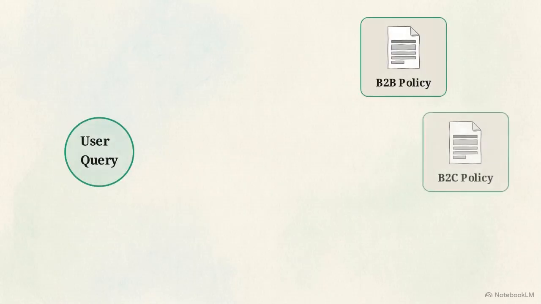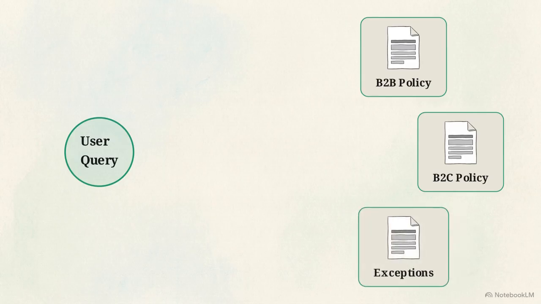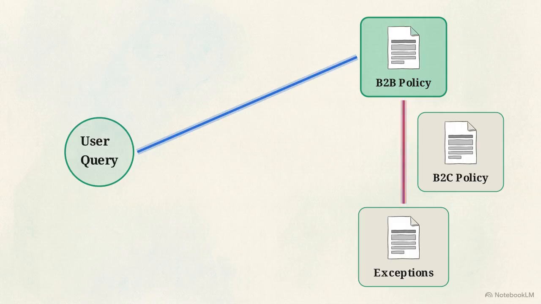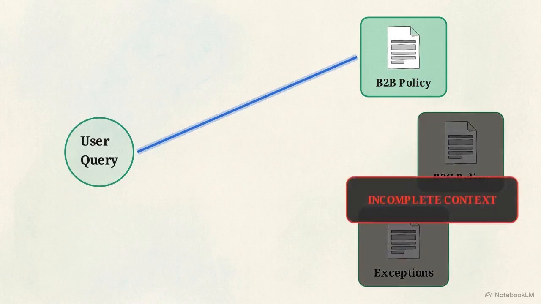Imagine asking an AI to compare a company's B2B return policy with its B2C return policy, while specifically listing all the exceptions to those rules. A linear pipeline pulls the most relevant text chunk, say a fragment of the B2B policy, but it snaps under the weight of the request. It fails to reach the separate document containing the policy exceptions, resulting in an ungrounded answer.